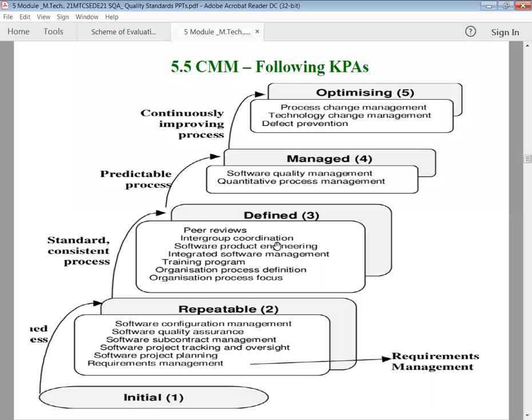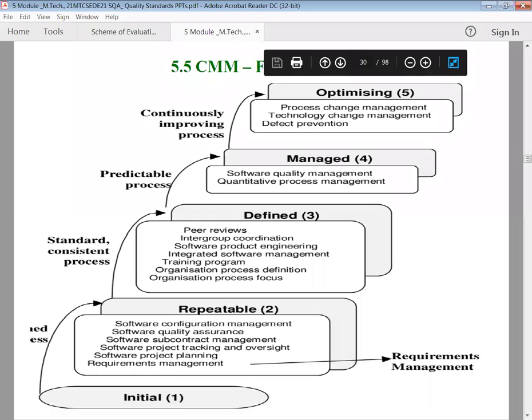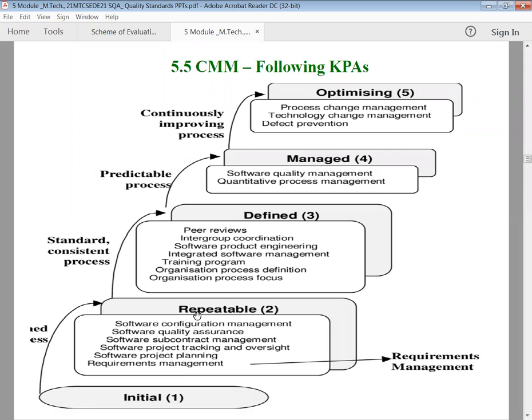So here if you take the KPAs, the same was already discussed in so many slides. Initial stage, and here the level 2 repeatable, we are using configuration management, quality assurance, subcontract management, project tracking and oversight, project planning, requirements management. So these are the topics we are discussing in this module.